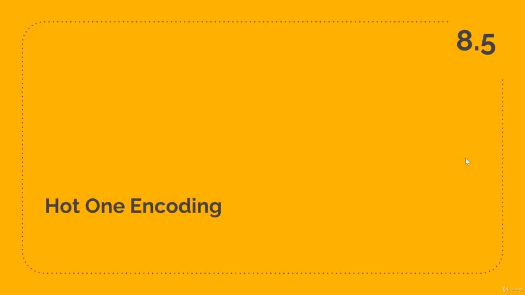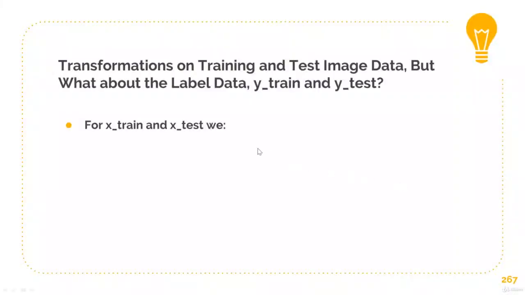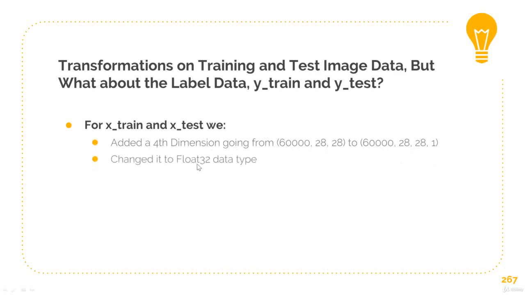Hi guys, and welcome to chapter 8.5 where we talk about hot one encoding. So as we saw before, we did some transformations on the Xtrain and Xtest data. That's our image data. Now what about our label data? That's Ytrain and Ytest. Well, let's find out. So let's recap what we did on the image data. We added a 4th dimension to go from this to this. We changed it to float32 data type, and we normalized it between 0 and 1 by dividing by 255.